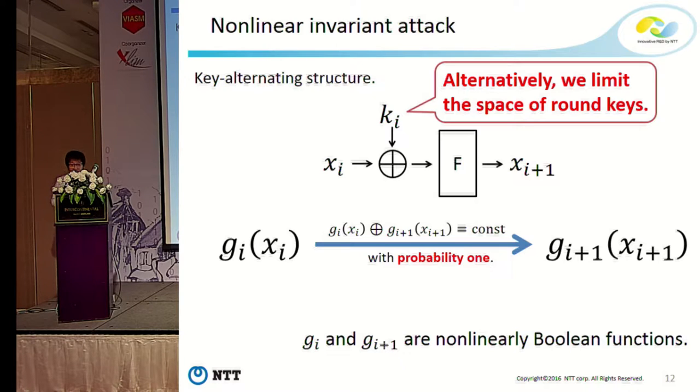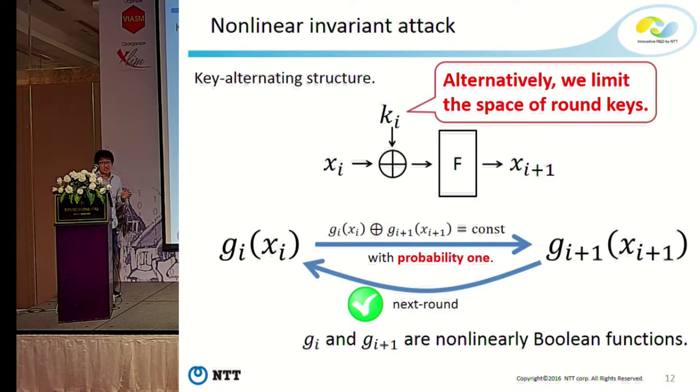So the nonlinear invariant attack uses another idea. In the nonlinear invariant attack, we first limit the space of the round key. We only focus on the nonlinear Boolean functions g_i and g_{i+1} such that this XOR value is always constant. So we don't use probabilistic behavior. This is probability 1, so we can easily extend this nonlinear approximation to an arbitrary number of rounds.